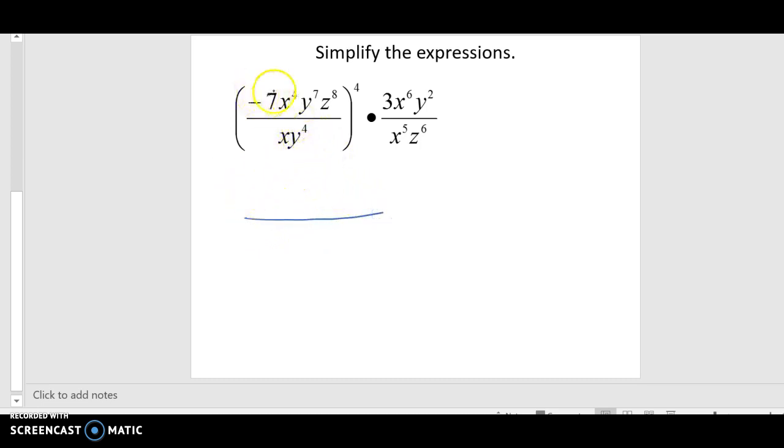So right away, when I raise negative 7 to the 4th power, that's going to give you 2401. Now, x to the 4th to the 4th, multiply the exponents to get x to the 16th. Y to the 7th to the 4th is y to the 28th. Z to the 32nd. Remember, you're multiplying all of these exponents. So then it'd be x to the 4th, y to the 8th. That's what I get when I simplify this first quantity.